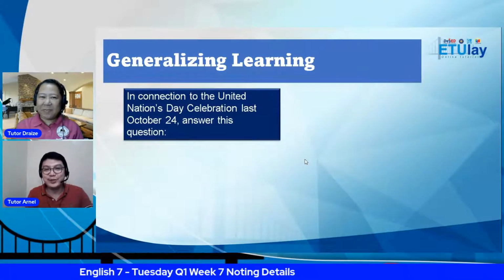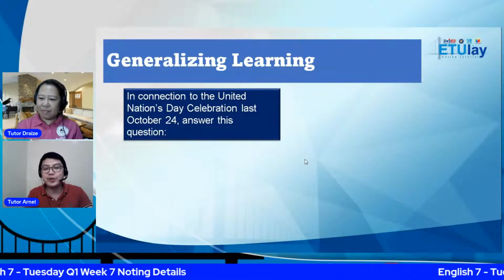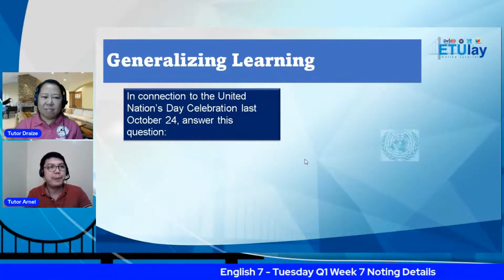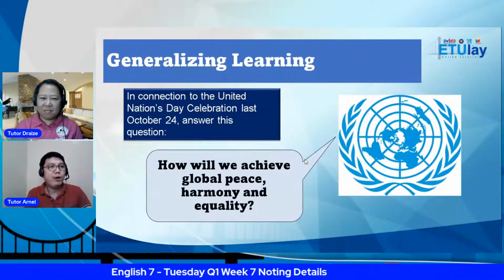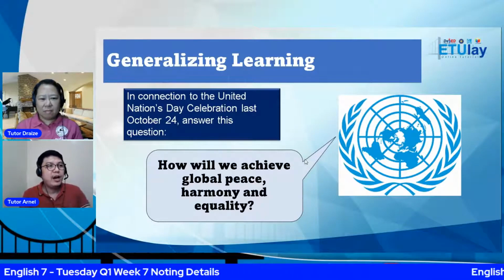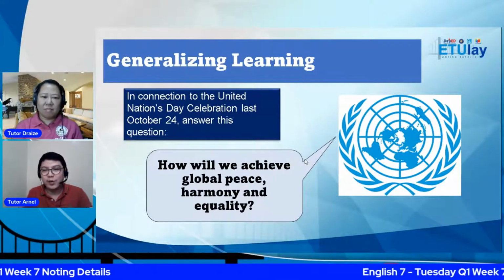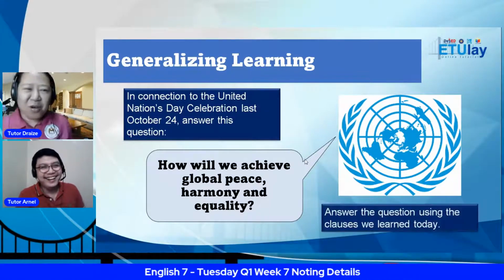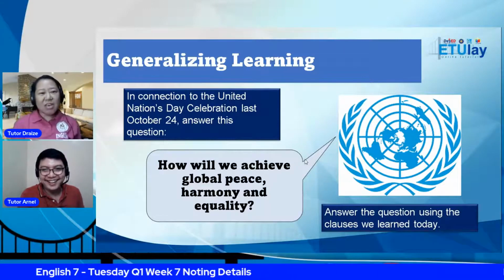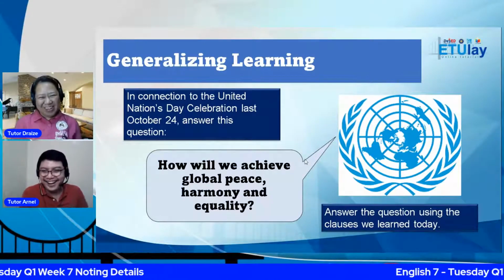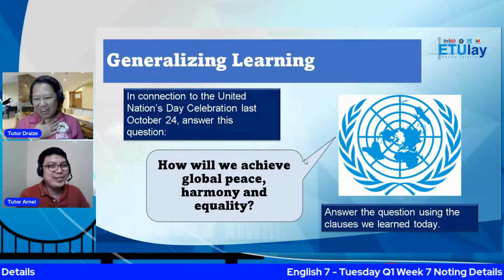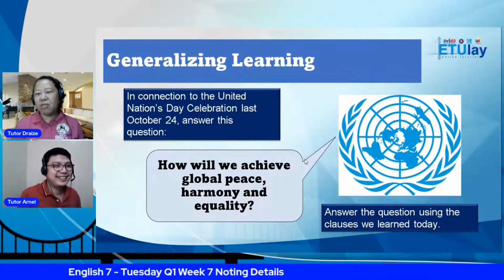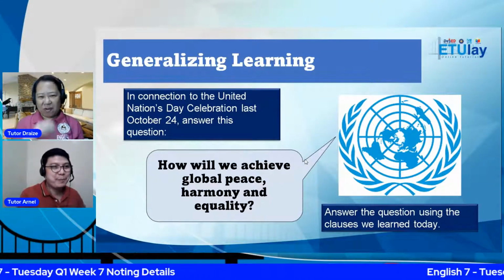All right. So what do we have here now, students, for generalizing learning? So in connection to the United Nations Day celebration last October 24, kindly answer this question. So it might take you some time to do it. All right. So here's the question. How will we achieve global peace, harmony, and equality? So it's just like a question for Miss Universe, right, Tutor Drazel? Yes. Okay, so of course you have to say thank you very much for that wonderful question. All right. Let us wait, students, for their answers. So your answers must also be Miss Universe answers.